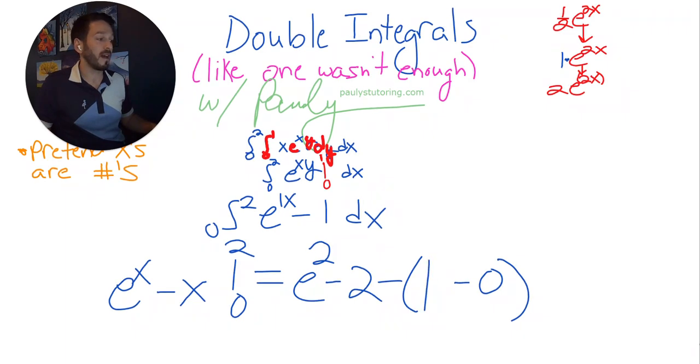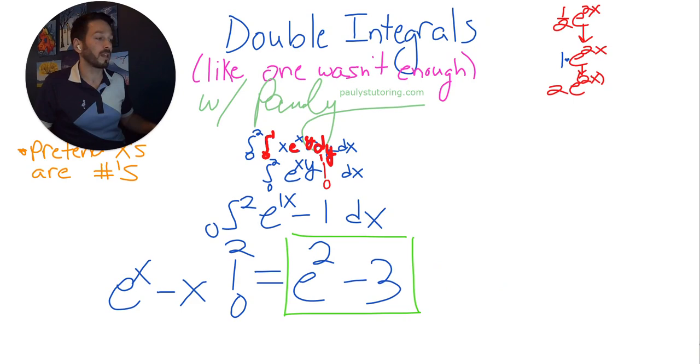E to the 0 will cancel out, so you have e squared minus 2 minus 1. That's e squared minus 3.